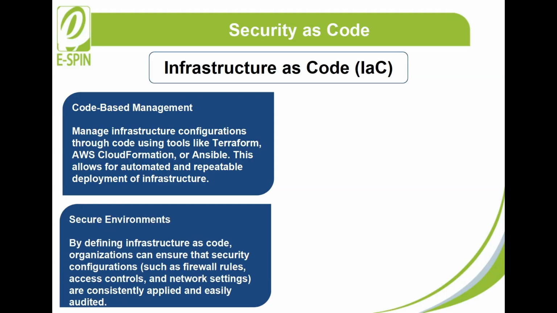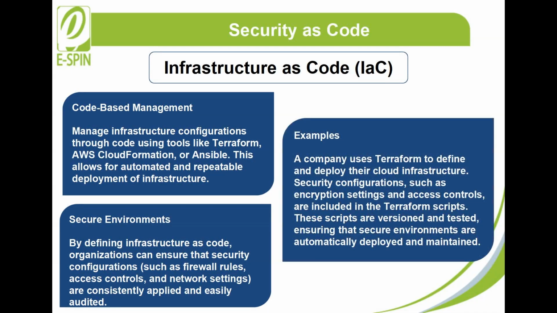Secure environments: by defining infrastructure as code, organizations can ensure that security configurations, such as firewall rules, access controls, and network settings, are consistently applied and easily audited. Example: a company uses Terraform to define and deploy their cloud infrastructure. Security configurations, such as encryption settings and access controls, are included in the Terraform scripts. These scripts are versioned and tested, ensuring that secure environments are automatically deployed and maintained.